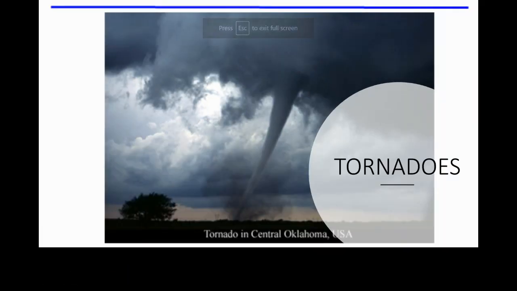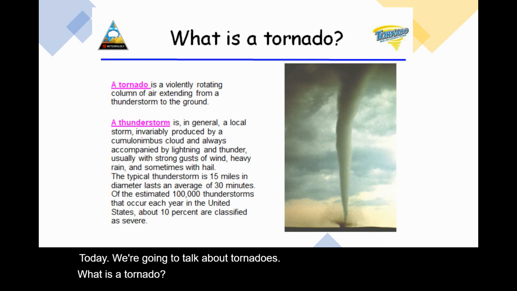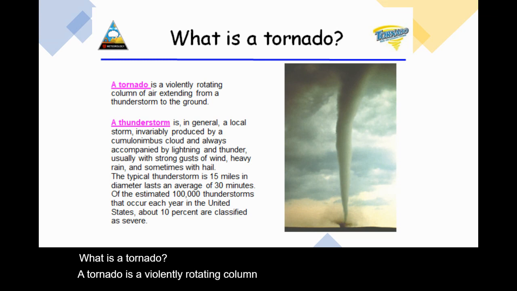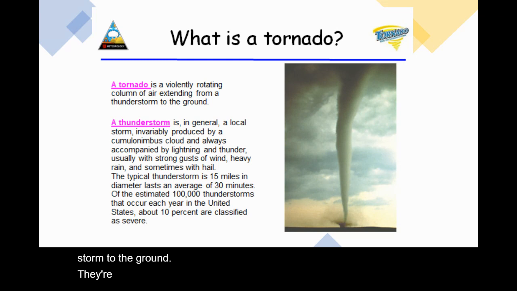Today we are going to talk about tornadoes. What is a tornado? A tornado is a violently rotating column of air extending from a thunderstorm to the ground. They are always a result of a thunderstorm.